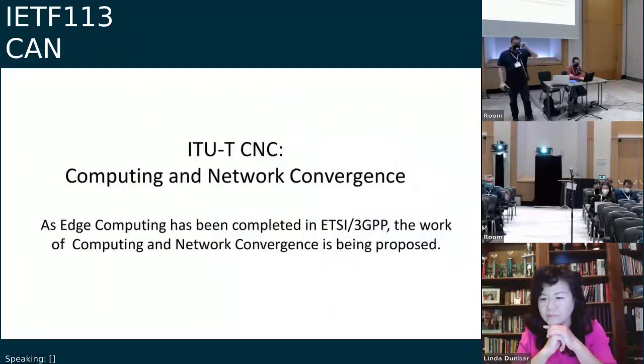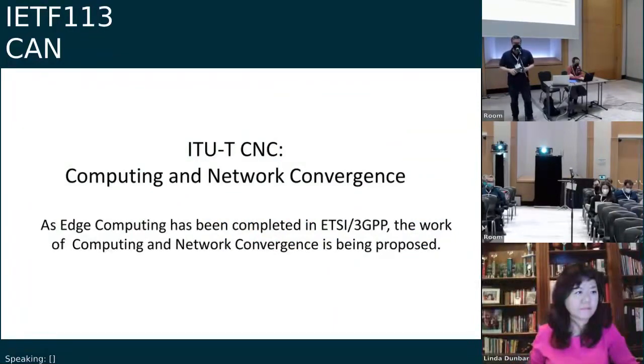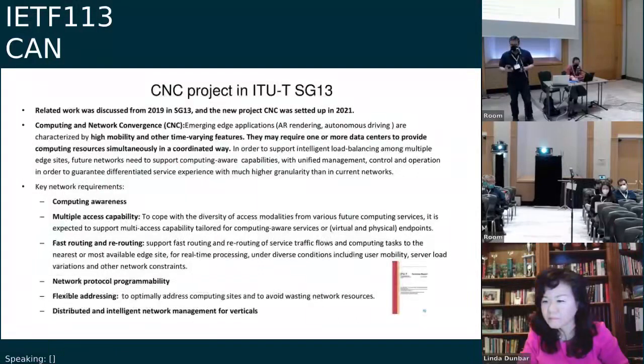So I will comment a little bit now about another similar initiative which is being developed in ITU-T. It's named Computing Network Convergence. It's creating a framework for control and management with the purpose of taking into account the awareness of compute environments at the time of allocating and orchestrating resources, including compute and networking. So next, please. So this project is an ongoing project.